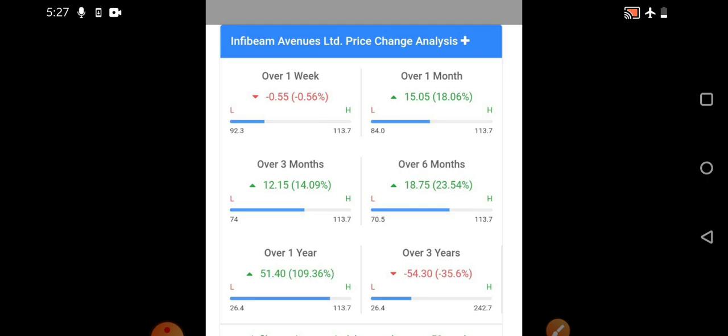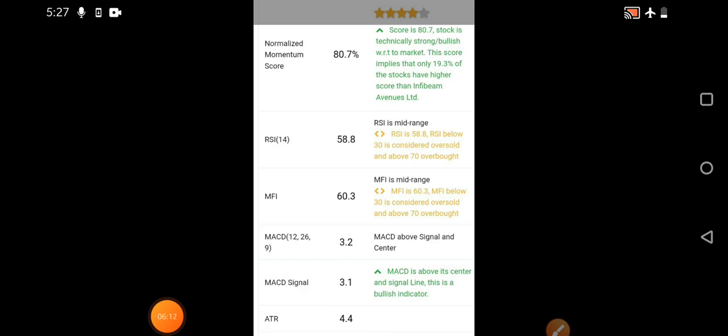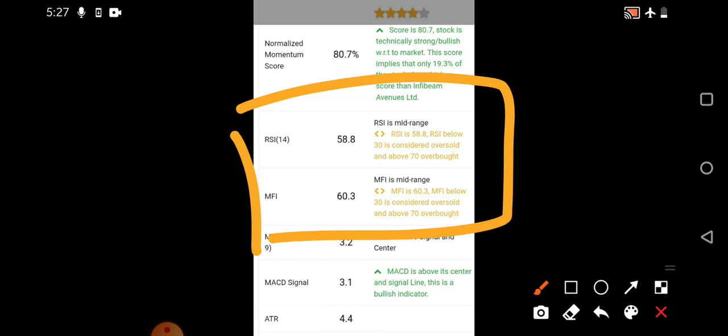Now quickly we'll go to the technical charts and see what the supports as well as resistances are. Another important thing is the indicators. You can see two indicators: one is RSI, another one is money flow index. Money flow index is near 60.3, RSI is near 58.8.